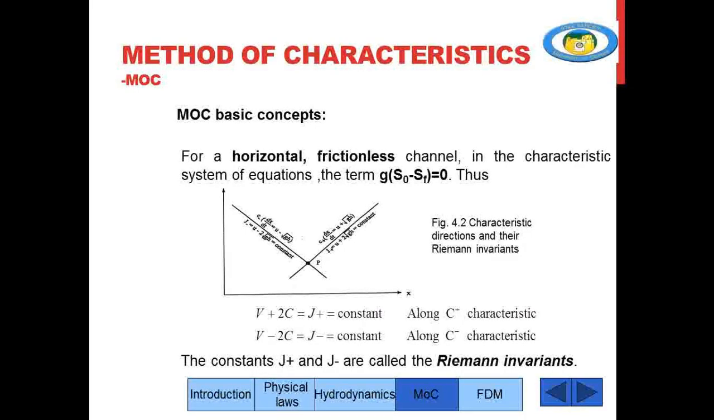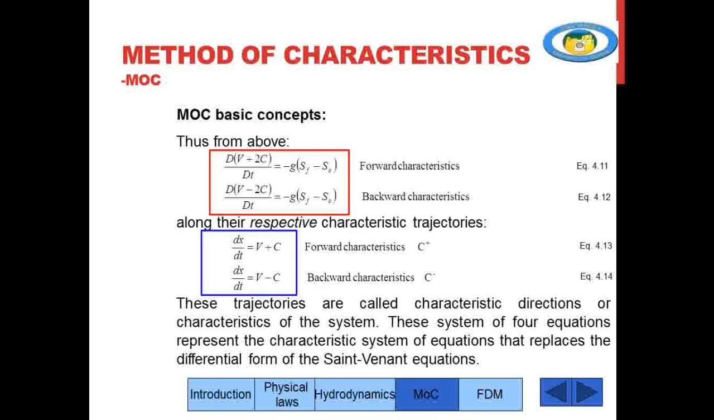And as you know from the characteristics directions, which we derived earlier, it is v plus c for the forward characteristics and v minus c for the backward characteristics. And c, remember, for rectangular channels, is radical of gh. So dx per dt is v plus radical of gh for the forward characteristics, and for the backward characteristics, dx per dt is equal to v minus radical of gh.